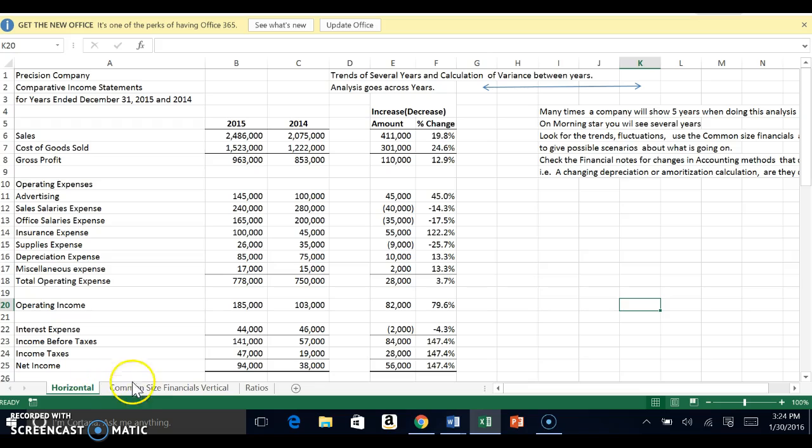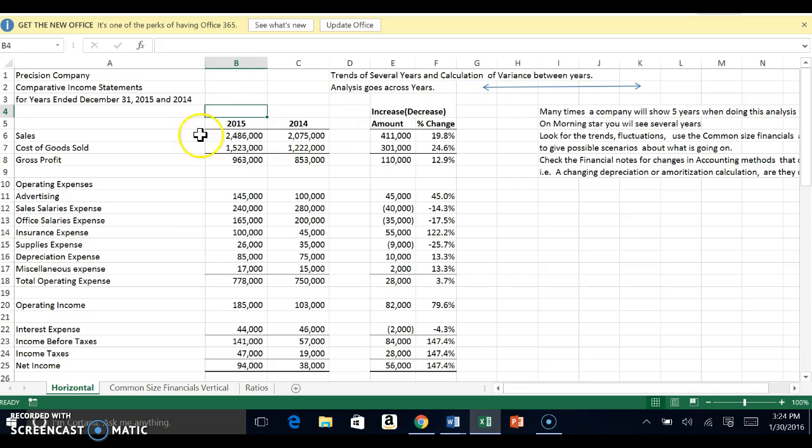We have a horizontal analysis, a common size or vertical analysis, and then my ratios. In a horizontal analysis, think of this: horizontal, it goes sideways, it goes across. A lot of companies, if you noticed on Morningstar, you had almost 5 years of data out there.